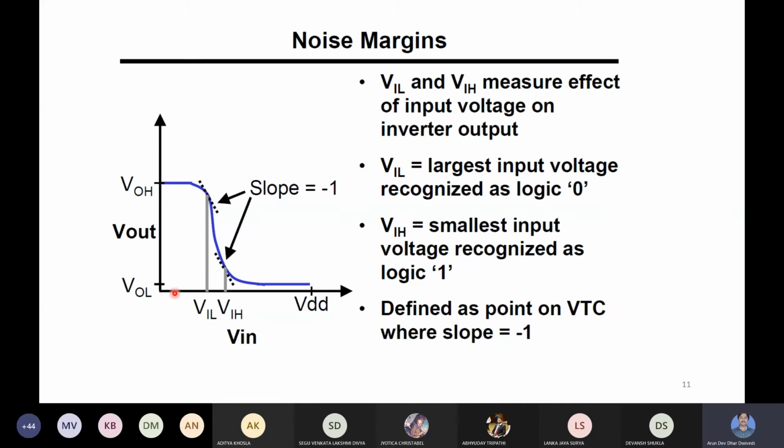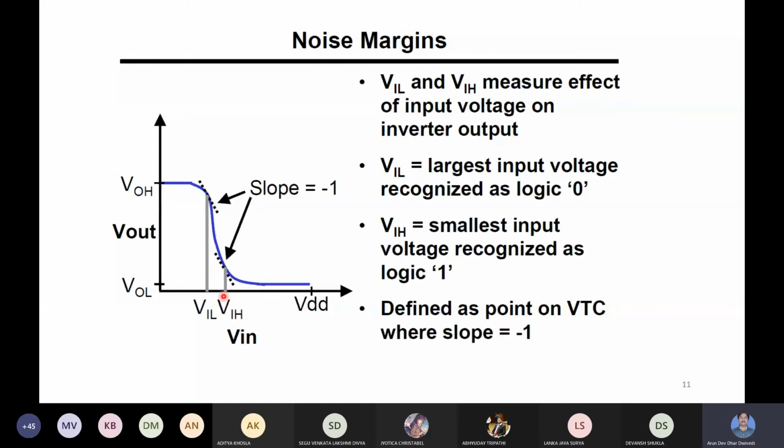So you are getting output high, which means VIL is the largest input voltage which is recognized as logic 0. From this diagram we can understand that VIL is the largest input voltage recognized as logic 0. So when the input of a CMOS inverter is from 0 to VIL, the inverter will recognize these values as logic 0, and it will invert from 0 to 1. It will try to make the output high.